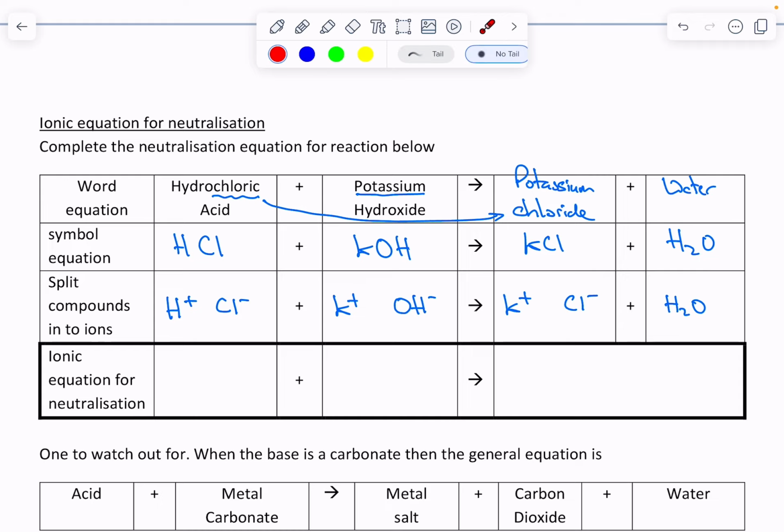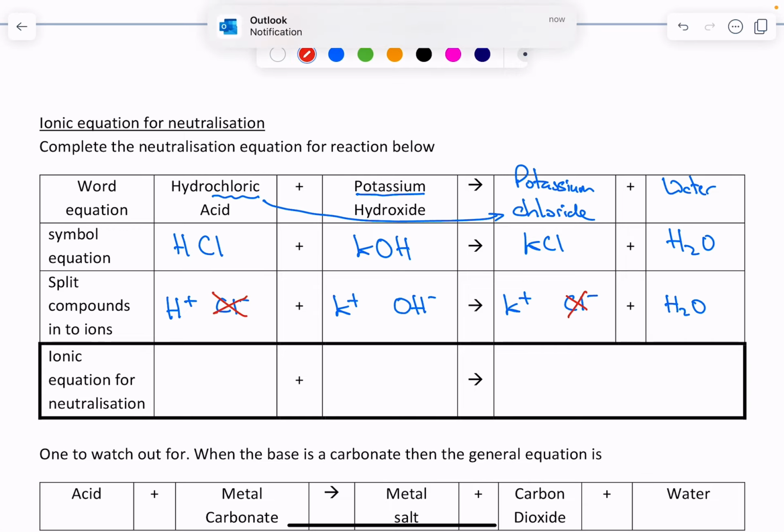Now then, what we want to do is look at this and see which ions have not changed, and I'm going to remove those from the equation because they haven't changed and therefore they haven't taken part. They are called spectator ions. So let's pick on the chloride ion here. I've got a chloride ion here, and I've also got a chloride ion here. So the chloride ion is appearing on both sides and it's exactly the same, Cl-, Cl-. So I'm going to get rid of that and ignore it from the equation.